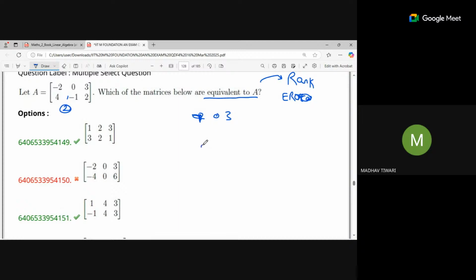So it will be 0 and it will be -1 and it will be 8. And upper one will be 1, 0, minus 3 by 2. In this one, you can see that rank is 2. In this one, you can see rank is 2. In this one, rank is 1. Yes, exactly multiple of the first one.